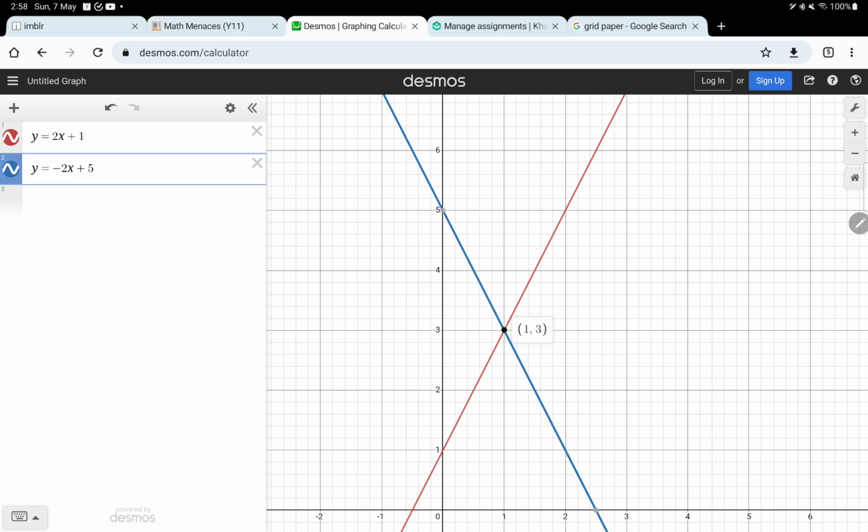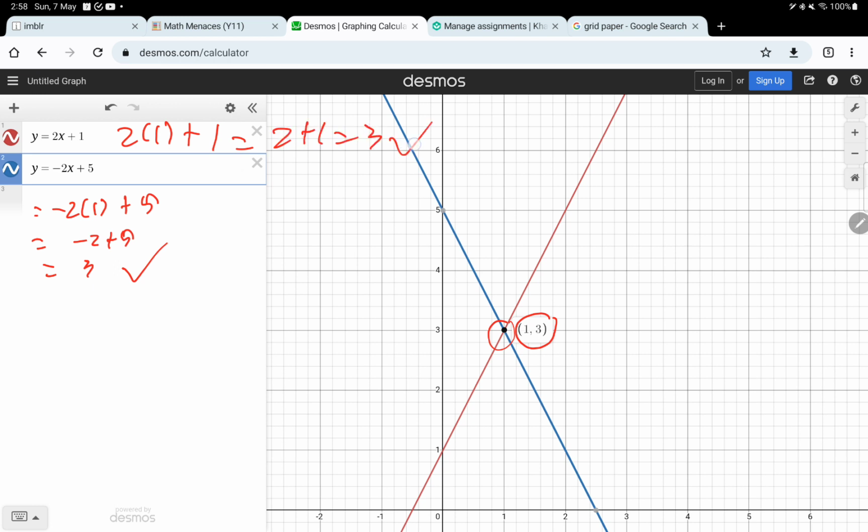Because when you think about it, it makes sense. This point is on the blue line, which means when you sub 1, 3 into the equation, so minus 2 times 1 plus 5, the answer should be 3. That'll be minus 2 plus 5, which is 3, so that's correct. But this point is also on the red line. If we substitute x equals 1, that would be 2 times 1 plus 1, which is 2 plus 1, which is 3. So that's also correct. The point 1, 3 is also on the red line.